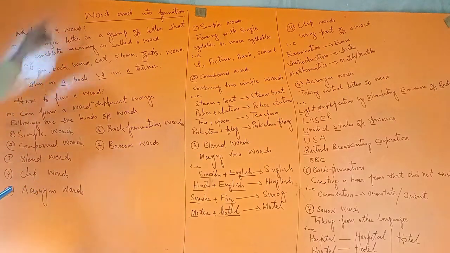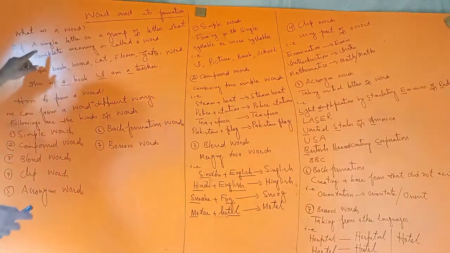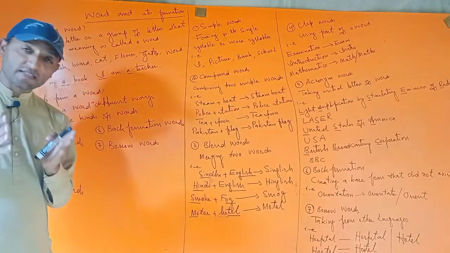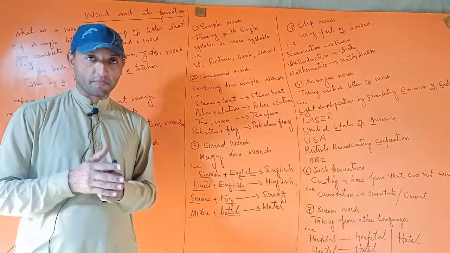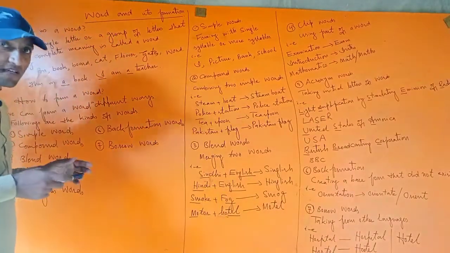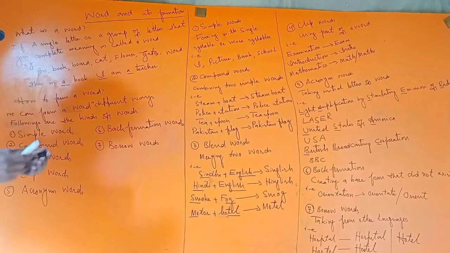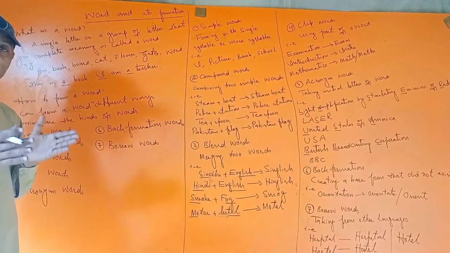First of all, we will define what is a word. Actually, a single word or a group of words that gives complete meaning is called a word. You will see its examples here. For example, we have pen, book, board, cat, flower, gate. These are the words which give us meaning.